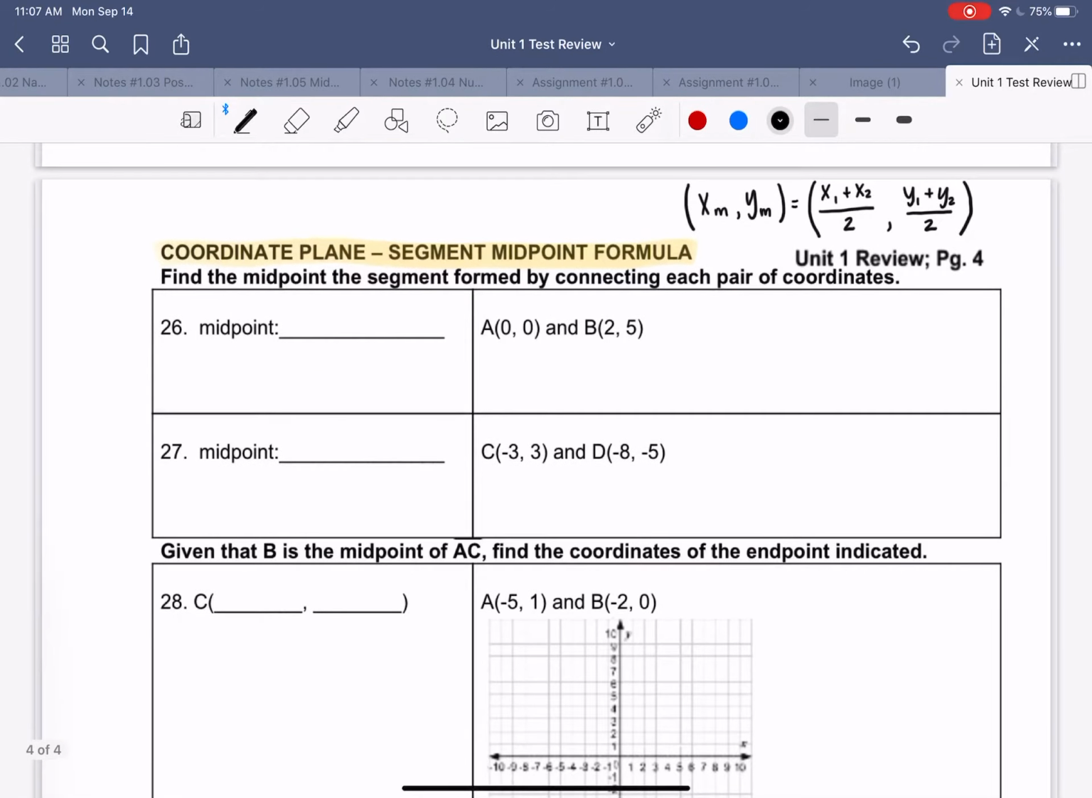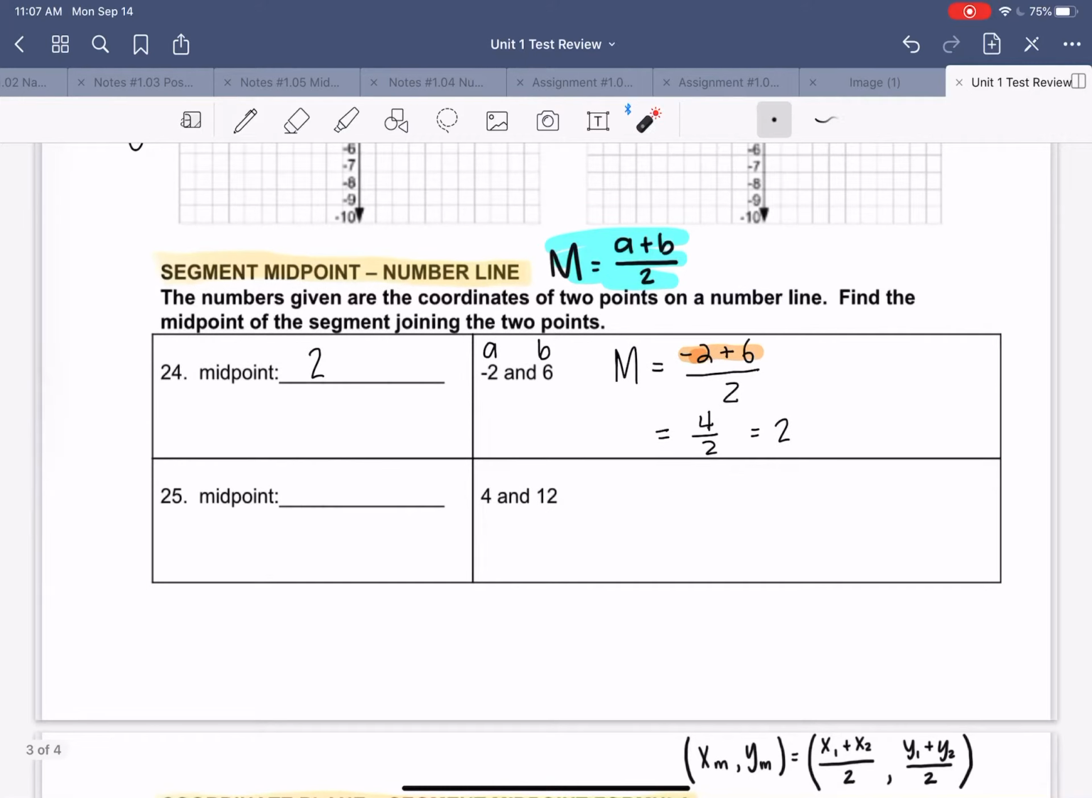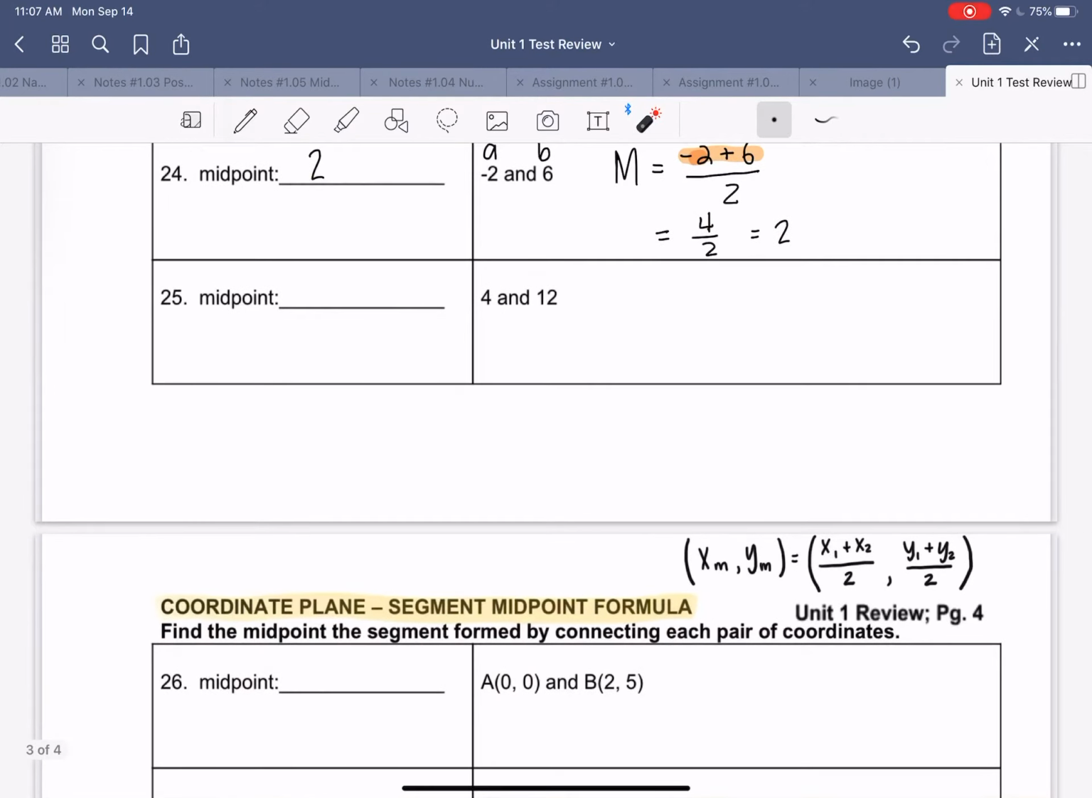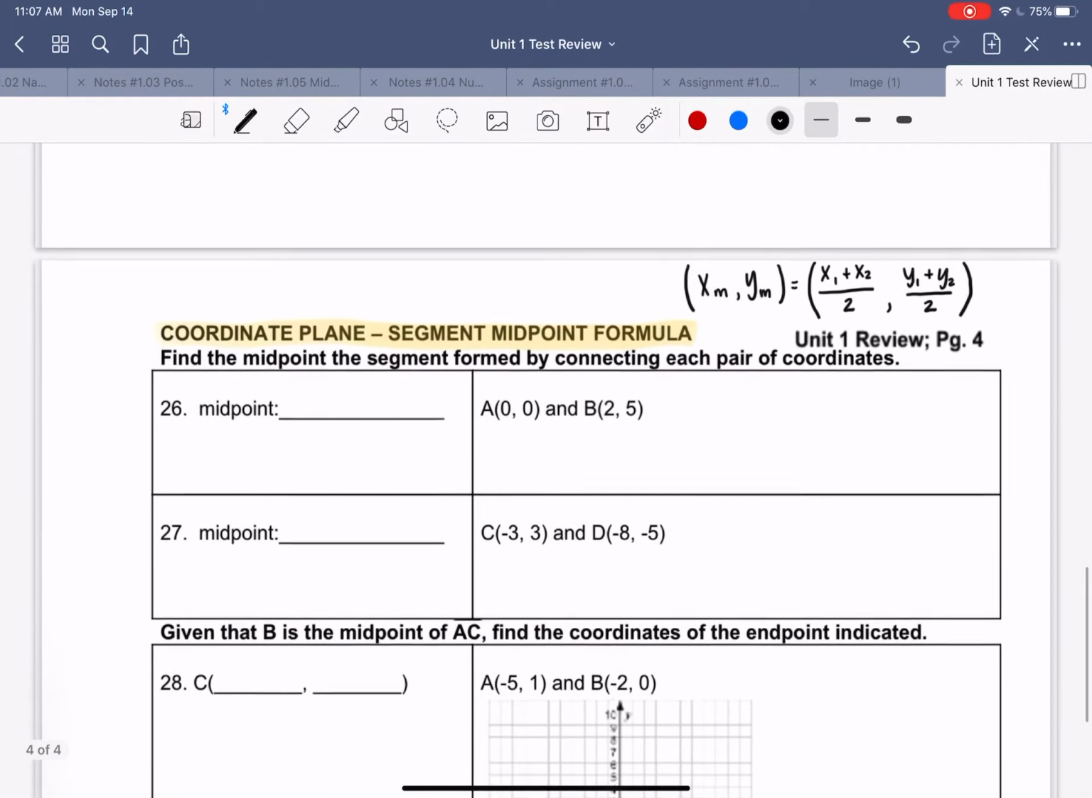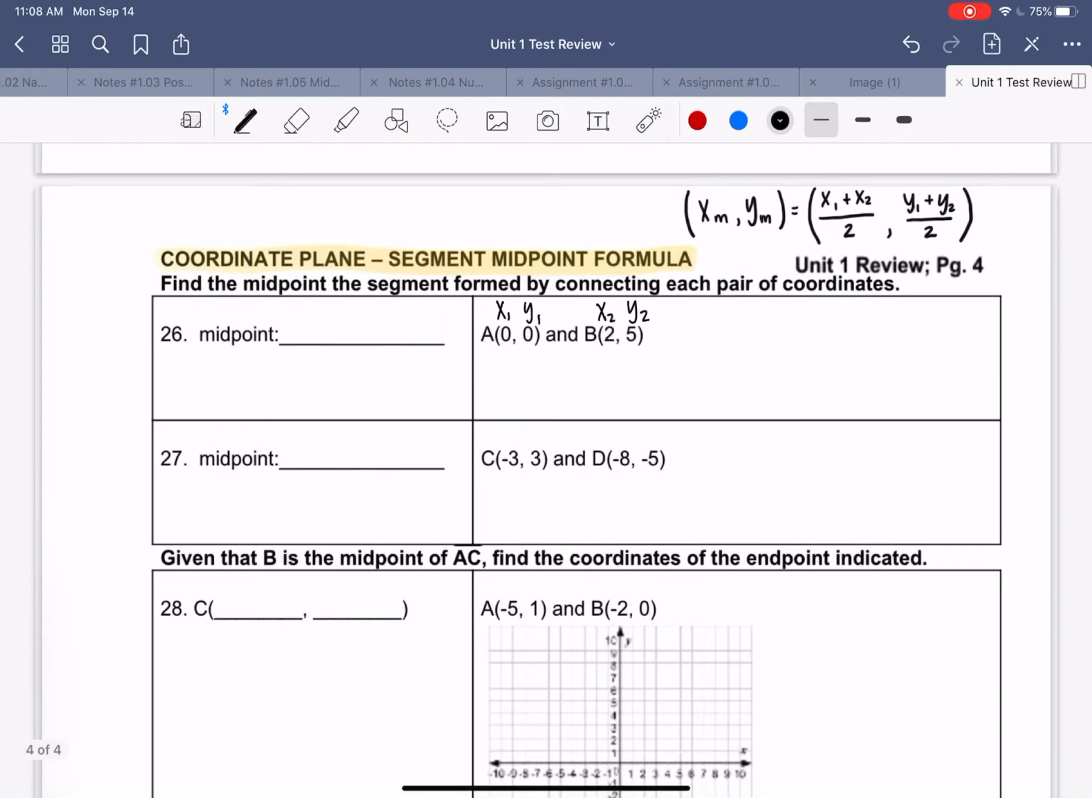All right, so coordinate plane segment midpoint. It's the same thing as up here, but now we just have to do it twice. Okay, but we have x1, x2, y1, y2. Just label your points. So we have x1 and y1 and x2 and y2. Okay, now we just set it up into this formula.